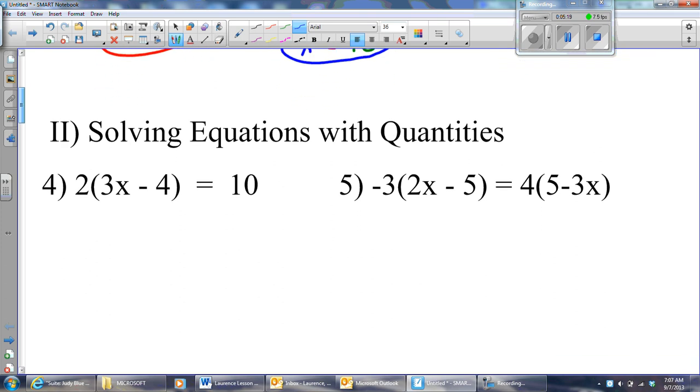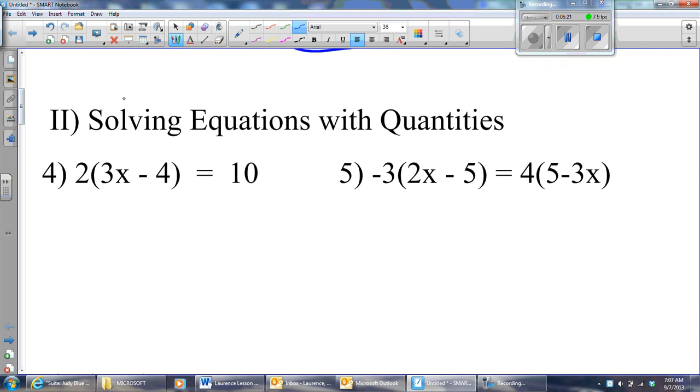Okay, now we have solving equations with quantities. And I know a lot of you on problem number 4, you're going to say, hey, let's distribute. And that's a darn good idea. So you're going to distribute here like this. Now don't forget to multiply by the 4. Some of you forget that. 2 times 3x, 6x. 2 times -4, -8. That's going to equal 10. And now it looks like a pretty simple two-step equation. I'll add 8 to both sides.